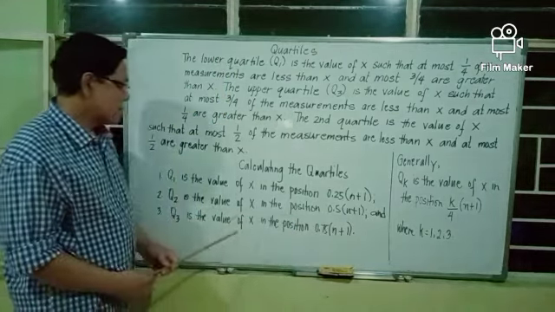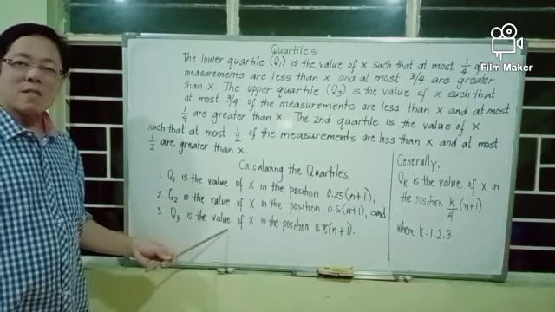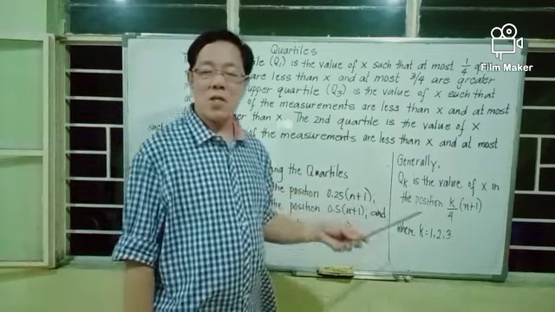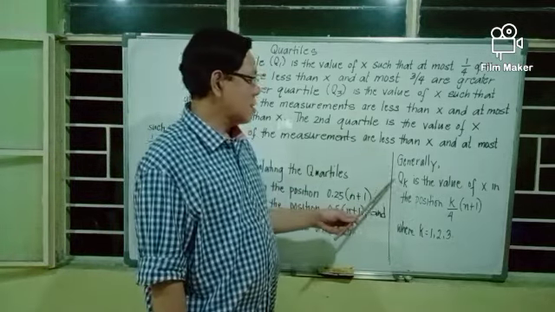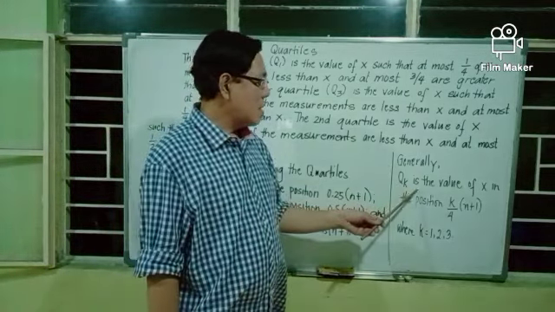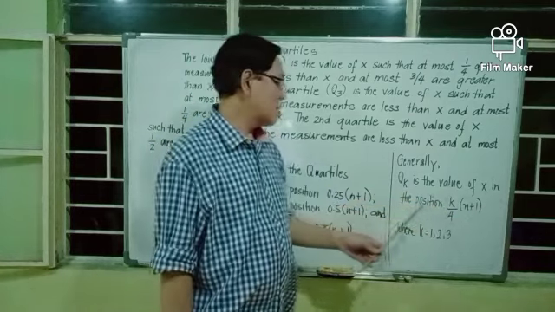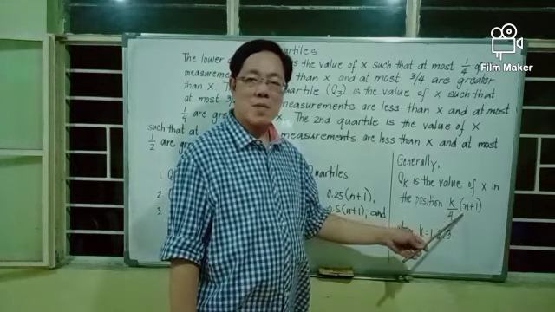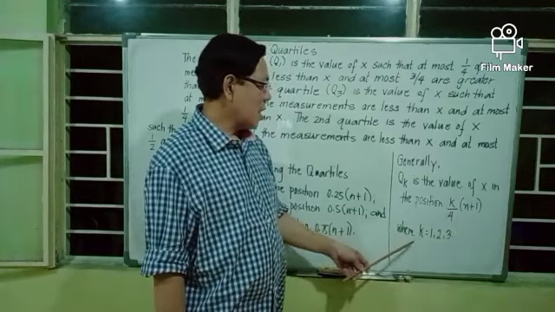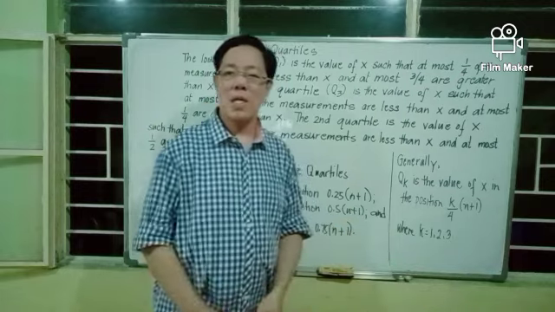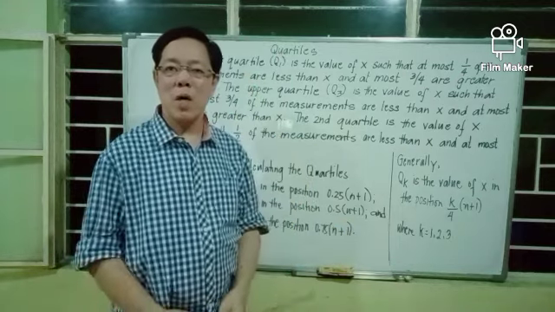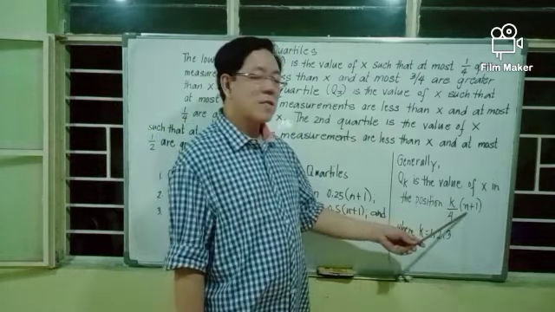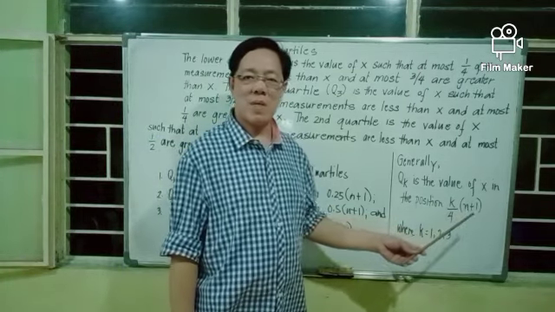We can write this in a more compact way. Generally, the location of the k-th quartile, Q sub k, is the value of x in the position k over 4 times n plus 1, where k is 1, 2, 3, because we have 3 quartiles denoted by Q1, Q2, Q3. And n is the number of values or measurements given.